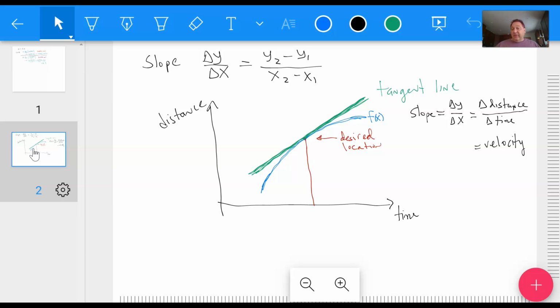That line is called a tangent line, and the tangent line slope would just be, again, the change in y over change in x, which in this case is change in distance over change in time. How distance changes over time is commonly referred to as velocity, or sometimes as speed. So you'll see different applications dealing with velocity in these homework problems.